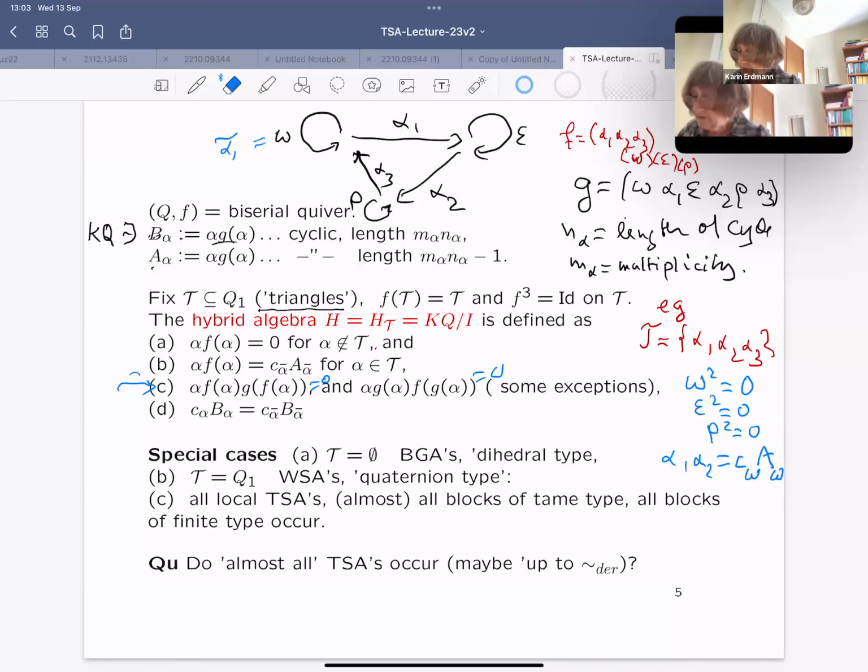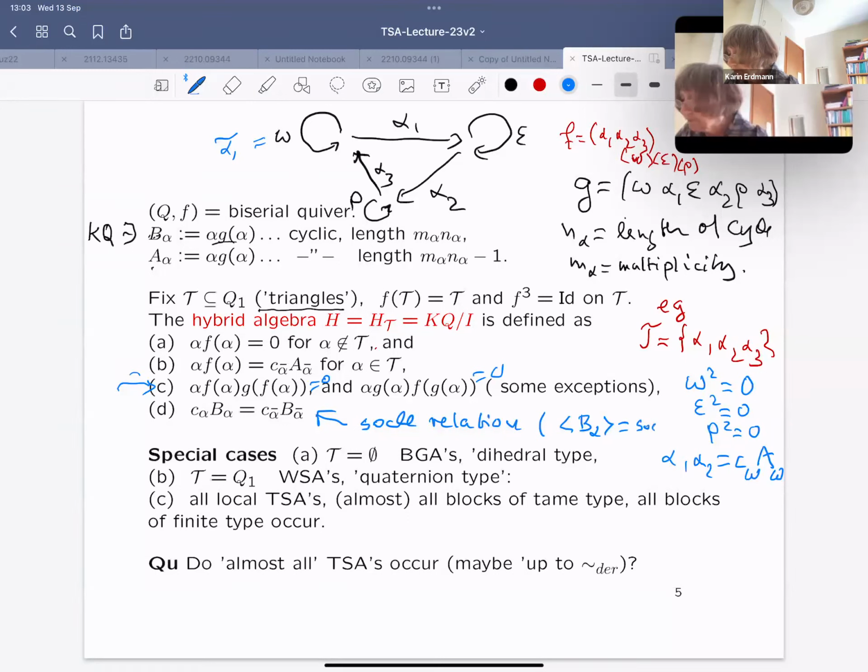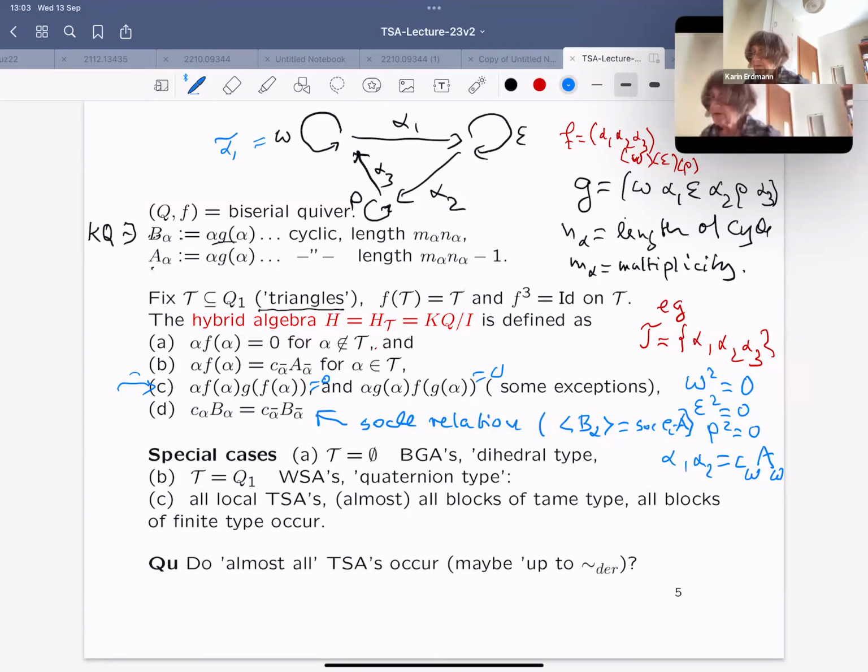And so this here is basically a Sokal relation. So this tells you that B alpha spans the Sokal of the, and so this makes sure that the algebra turns out to be symmetric. Right, so there are special cases.